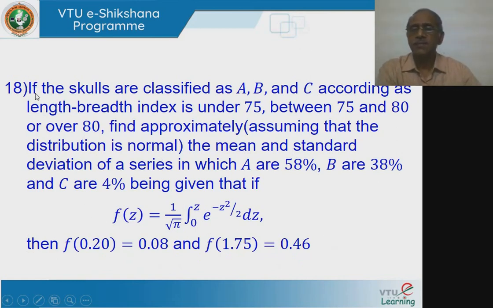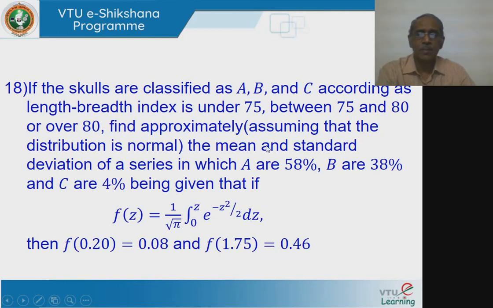The problem is, if the skulls are classified as A, B, and C according as the length breadth index is under 75, that means A is under 75, B between 75 and 80, and C over 80, find approximately the mean and standard deviation. We have to find mu and sigma of a series in which A are 58%. So under 75, category A is 58%, B between 75 and 80 is 38%, and over 80, category C is 4%.